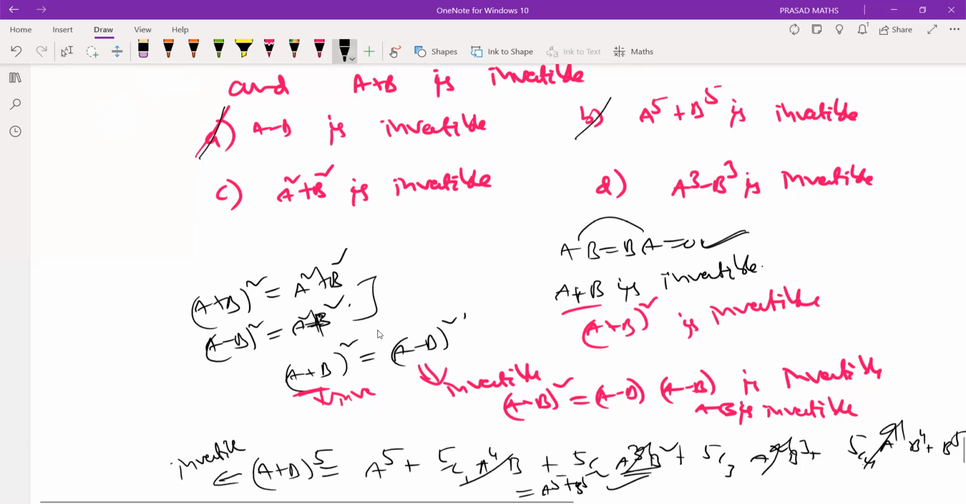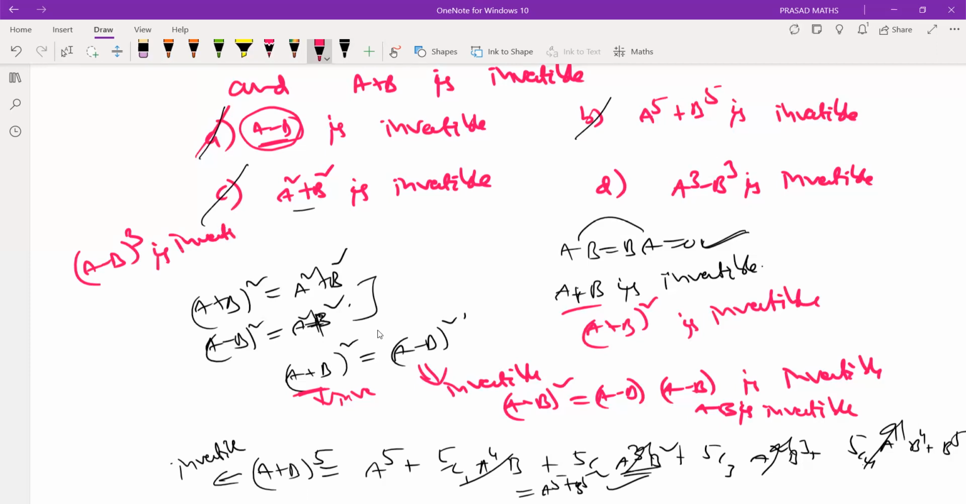What about A square plus B square? Just now, by binomial application, this A square plus B square is also invertible. What about A cube minus B cube? Anybody? (A minus B) whole cube. As you know, A minus B is invertible. A minus B invertible means (A minus B) whole cube is invertible. Yes or no? Once A minus B is invertible, (A minus B) whole cube is invertible. Therefore, this is the same as saying A cube minus B cube is invertible. Why? Because AB equals 0.